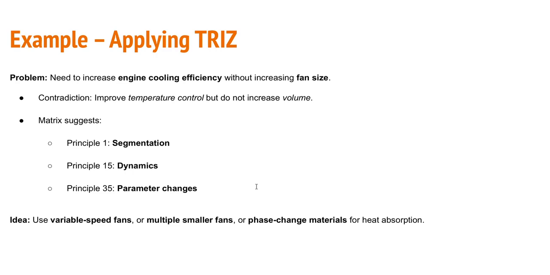The matrix suggests principle 1, principle 15, and principle 35. There are 39 principles. Principle 1 is segmentation, principle 15 is dynamics, principle 35 is parameter change. Ideas: use variable speed or multiple smaller fans, or phase change materials for heat absorption. This is the problem for applying TRIZ.